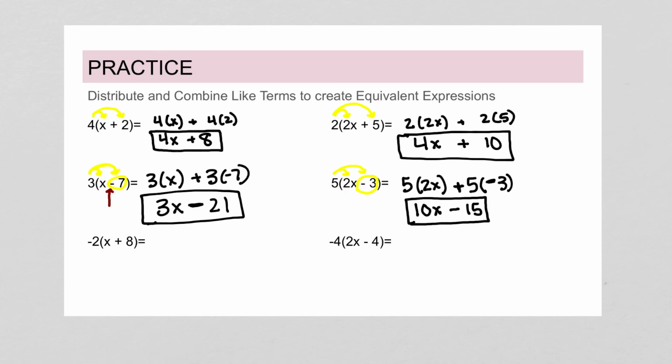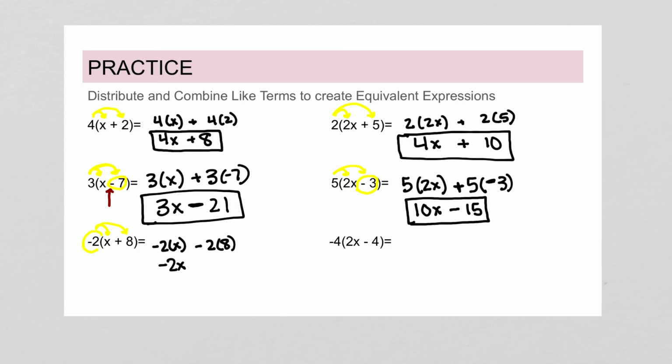And now if you look at this last row, I've got my plus back in the middle, but this time I want you to notice that this number out front is negative. Well, that's not really going to change anything as long as we remember our rules, okay? So my first one is negative 2 times x, and then I have a negative 2 times a positive 8. So negative 2 times x is negative 2x.